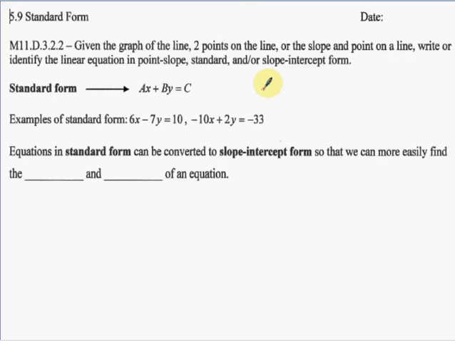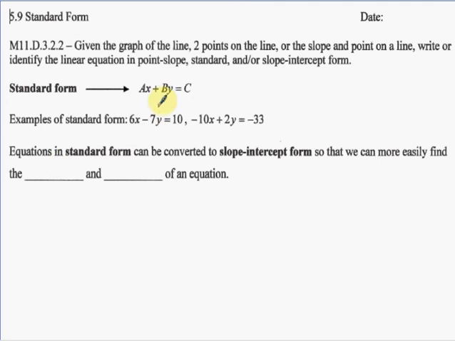Here are two examples of equations that are in standard form. Let's see, why am I not writing here? Let's pause this and see what happens. Will this pause? Alright, let's try this. Alright, I think we have it fixed.